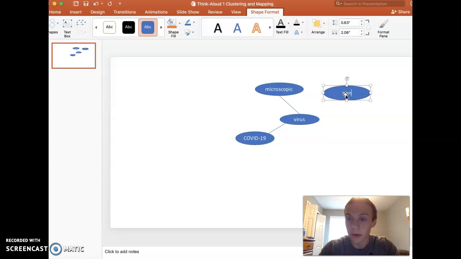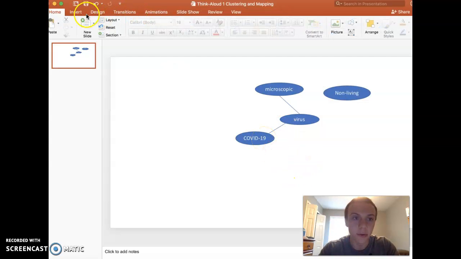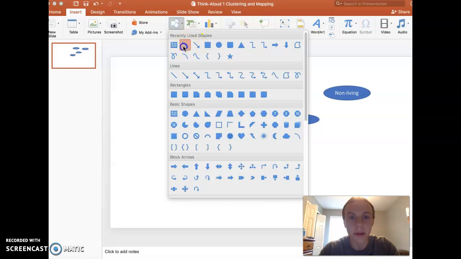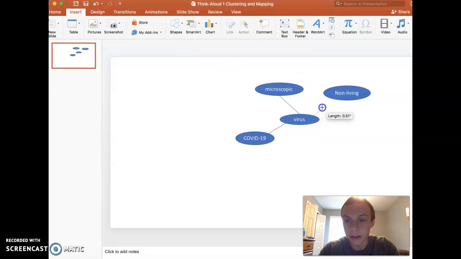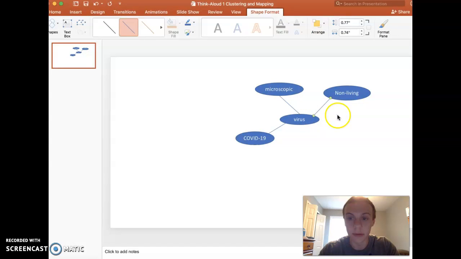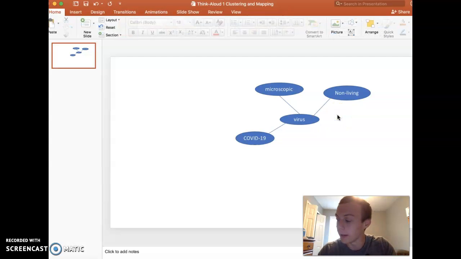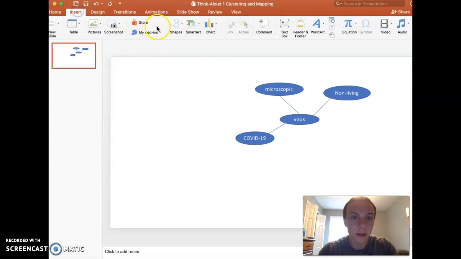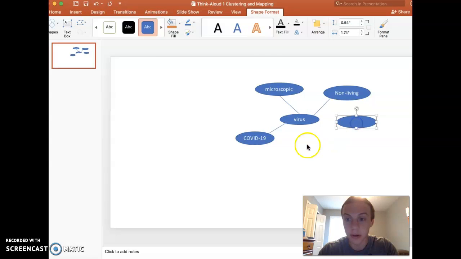And then another thing I know is that viruses are considered to be non-living. And this is really weird, isn't it? How can something be non-living and yet kill so many people? Well, according to the scientific and biological definition of life, you need to be made of cells and be able to replicate on your own. And viruses can't replicate on their own.